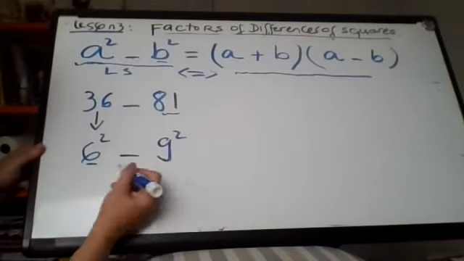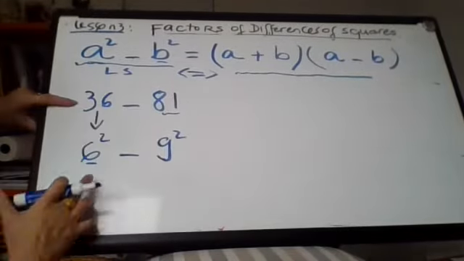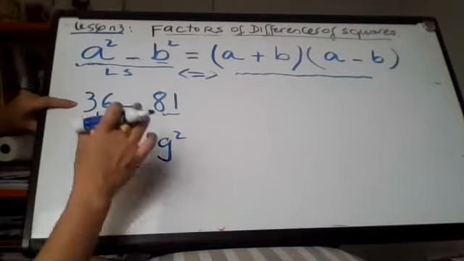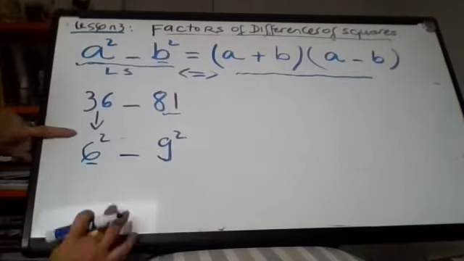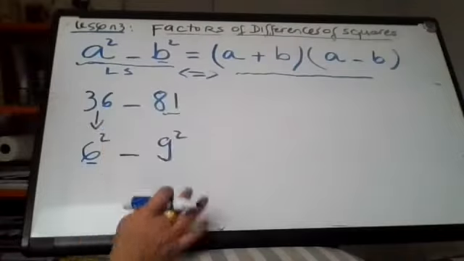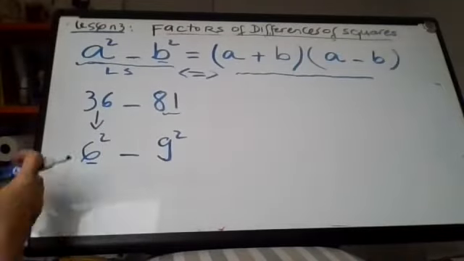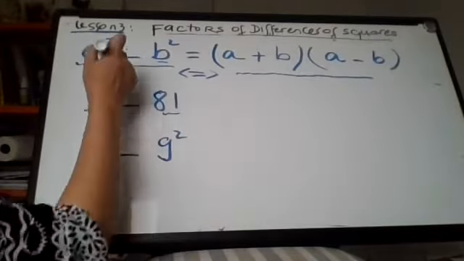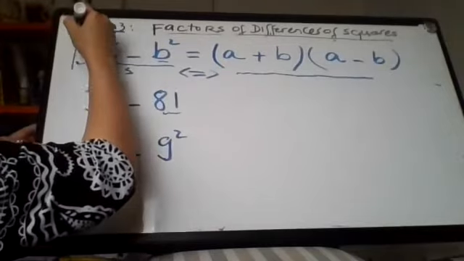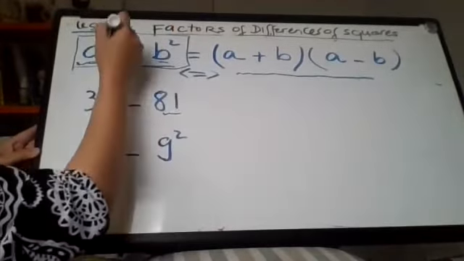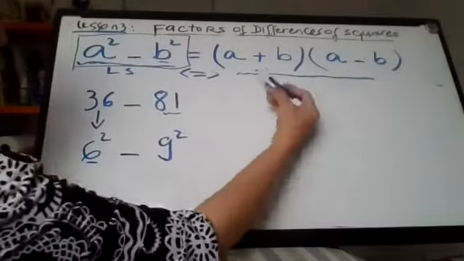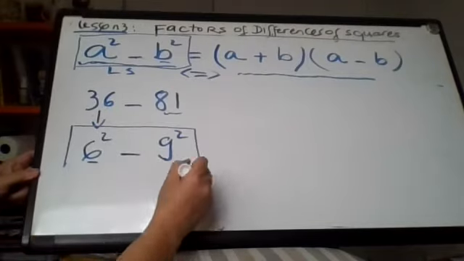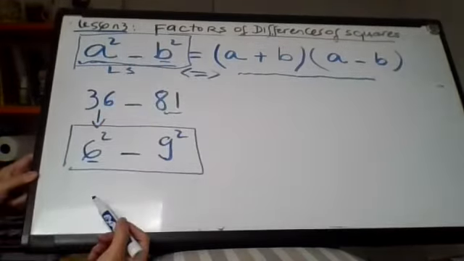If we change the form of it, it doesn't matter what we change, the values have to be equal. So 6 to the power 2 is 36, and 9 to the power 2 is 81. Now, why do I bother to do this? Because I want to apply the formula to factor this expression, so I have to get back into the pattern of a squared minus b squared so I can apply the right-hand side.